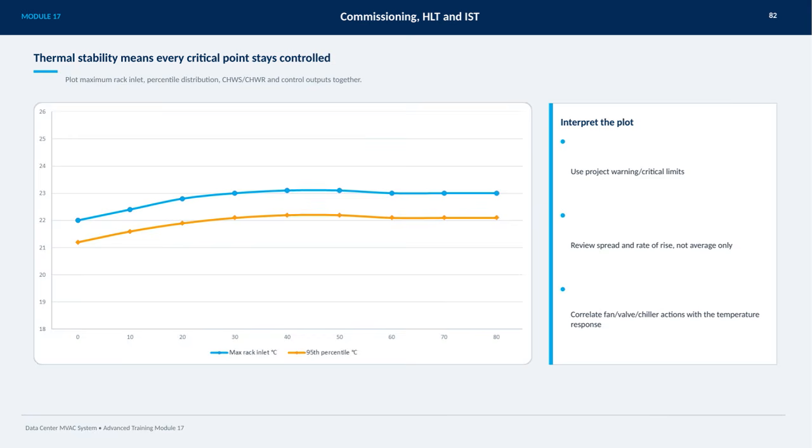We need to use project-specific warning and critical limits to know when something is out of range. Also, it's important to review the spread and rate of temperature rise rather than just focusing on averages. By doing this, we can clearly see how fan speeds, valve positions, and chiller actions correlate with temperature changes, helping us maintain optimal thermal stability throughout the data center.